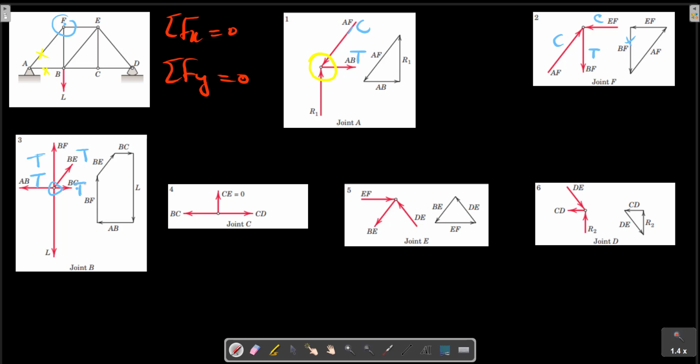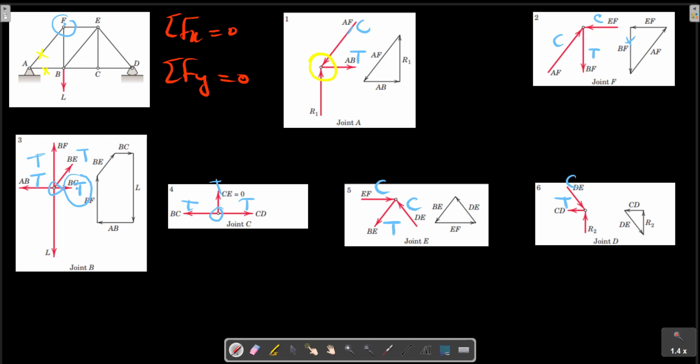All other assumptions should be applied on the other joints. For example, for joint C, the BC assumption in this picture should be applied also at this point. BC is in tension, and tension. This is in compression, tension, compression, tension.